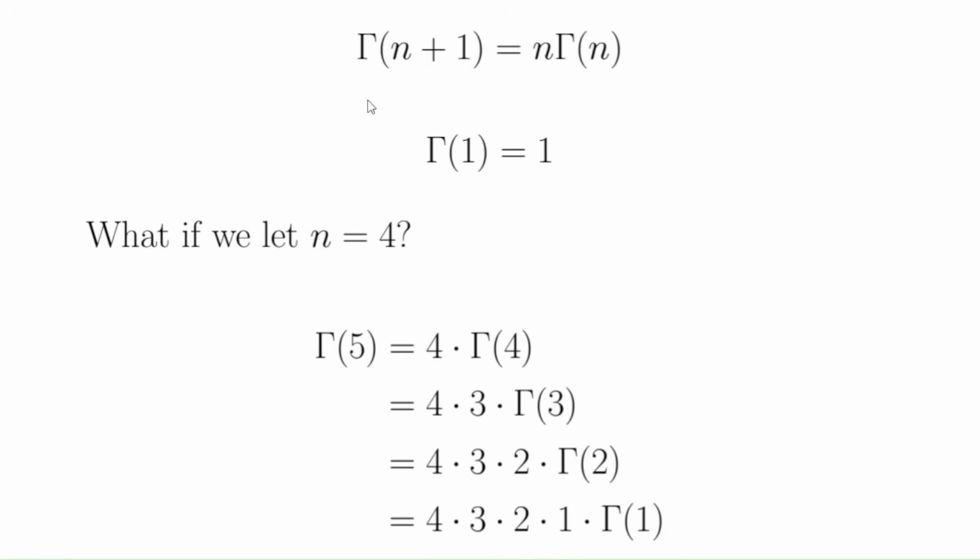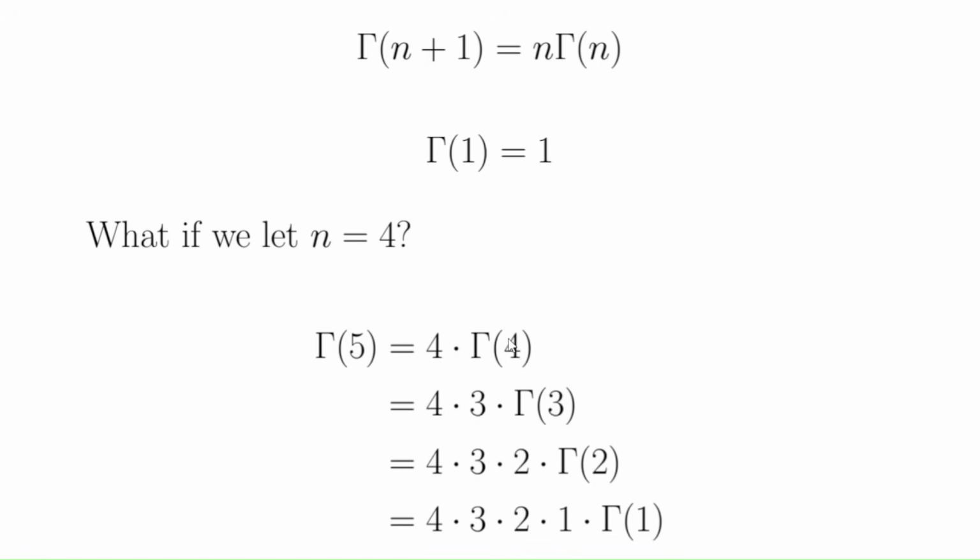Now we're going to use these two pieces of information, that gamma of n plus 1 is n times gamma of n, and that gamma of 1 is 1, to find other values of gamma. So for example, what if we let n be 4 in this formula? What would the formula say? Well, it would say that gamma of 5 is 4 times gamma of 4.